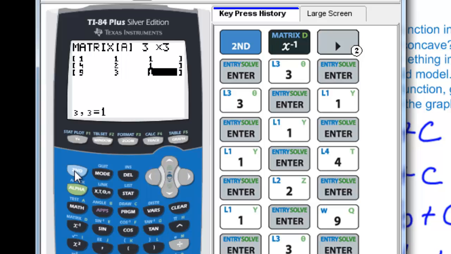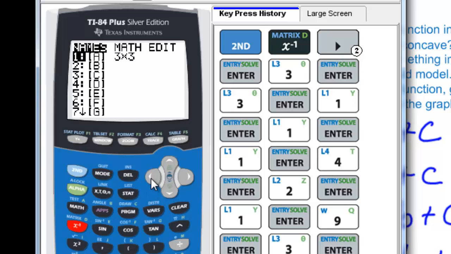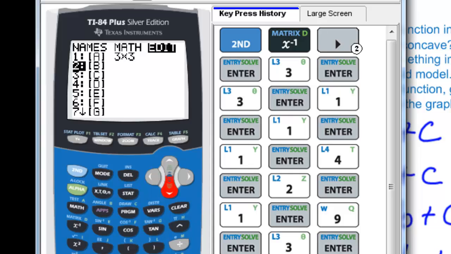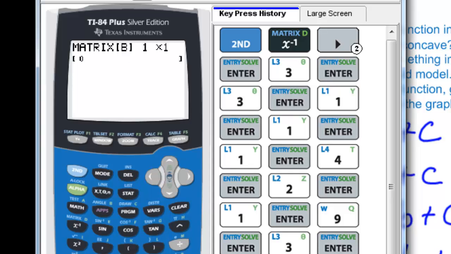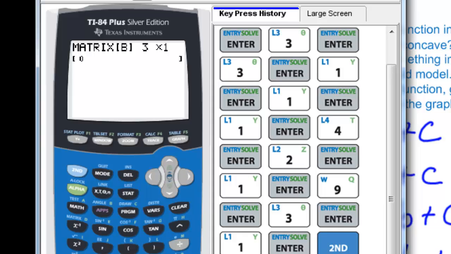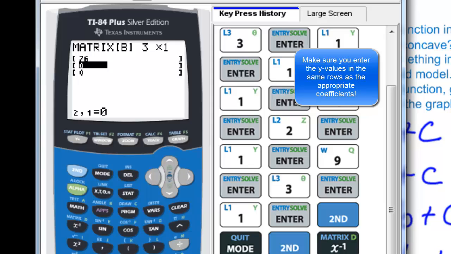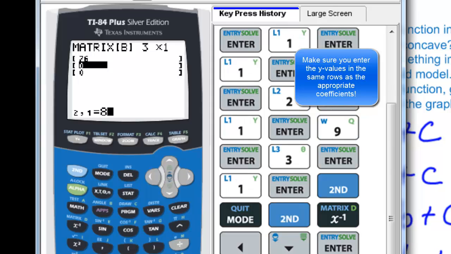Now to get in and create matrix B, I need to get out of here, go back into my matrix menu, go over to edit, and now I'm going down to B, and I'm going to create a 3-row, 1-column matrix. And those values were 76, 89, and 94.